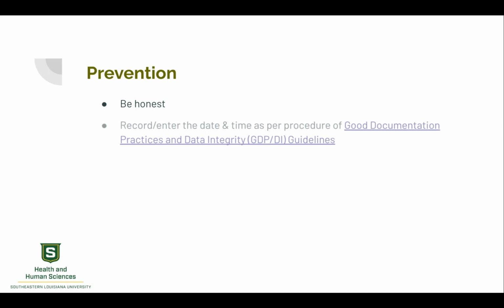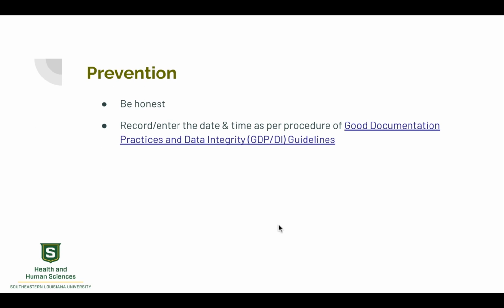So, when it comes to data integrity, one of the ways to ensure that your data maintains its integrity is by preventing situations whereby data gets compromised. The ways to do that: number one, be honest. Make sure that honesty is required of all the staff involved throughout the life cycle of data. You also want to make sure that data is entered or recorded with the date and time per the procedure of the good documentation practice and data integrity guidelines.